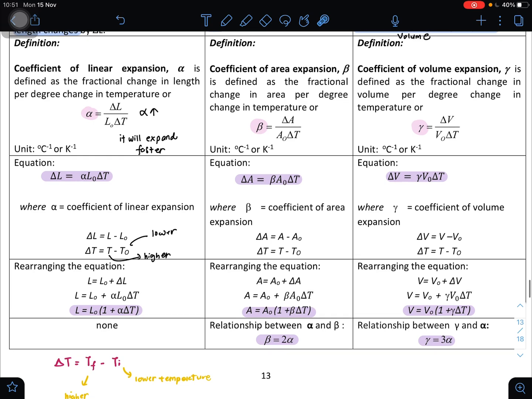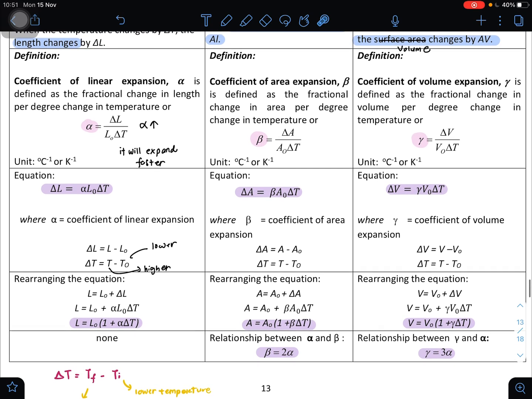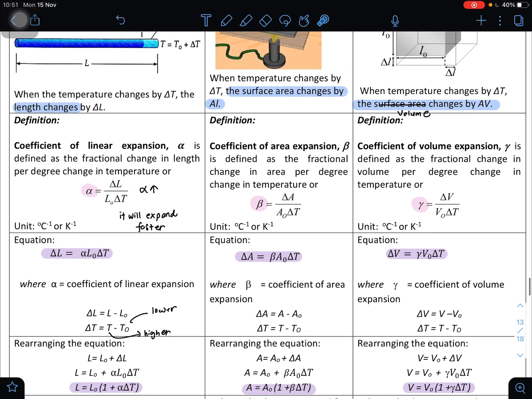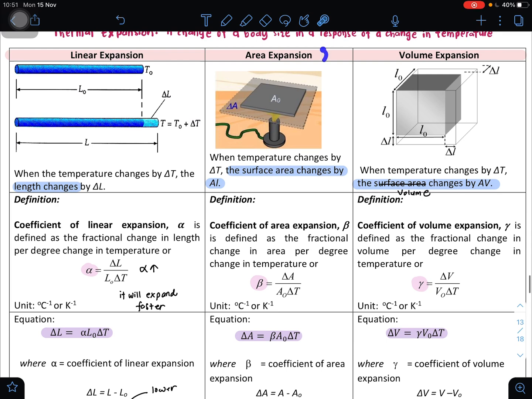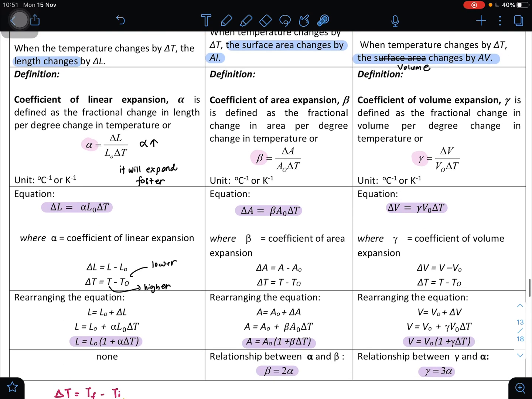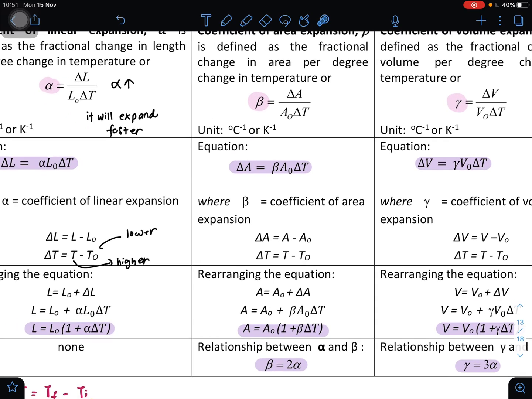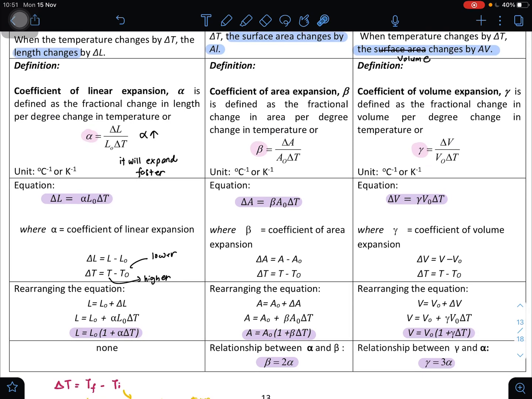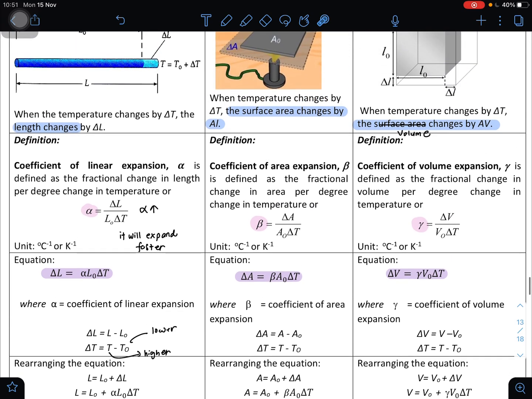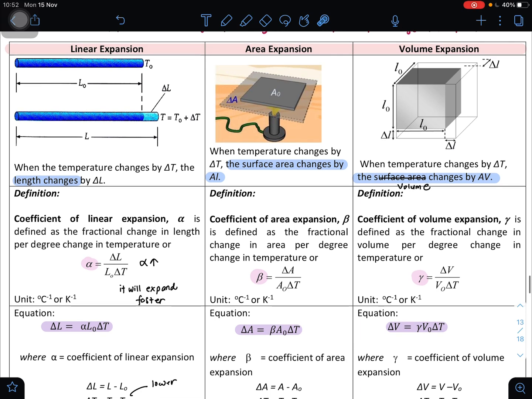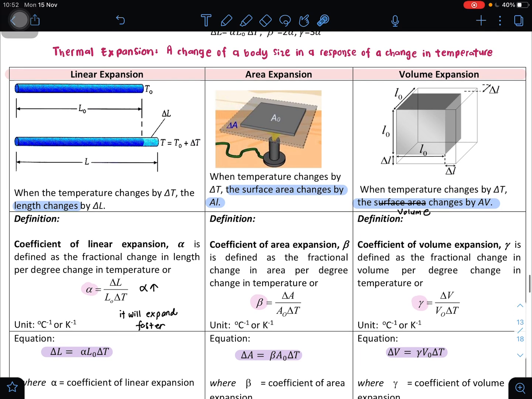So here, if we want to relate between alpha and beta, there will be certain questions that give in terms of area expansion, but the value given is alpha. So we can find that the beta of the solid is equal to 2 alpha. So this one we will look at later in the example. Okay, and then the last one is volume expansion.